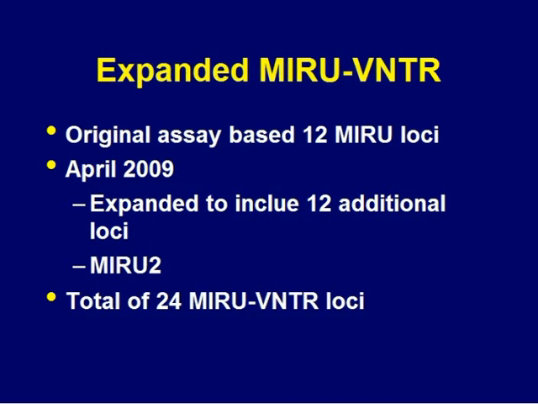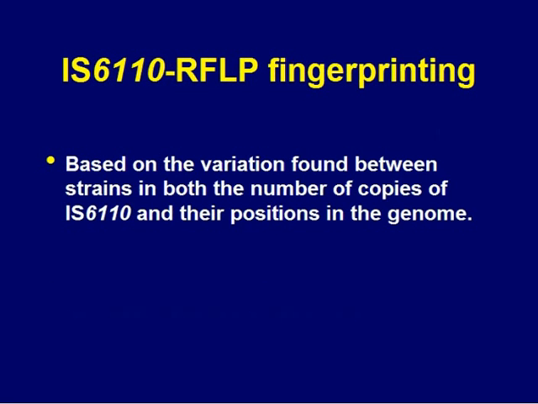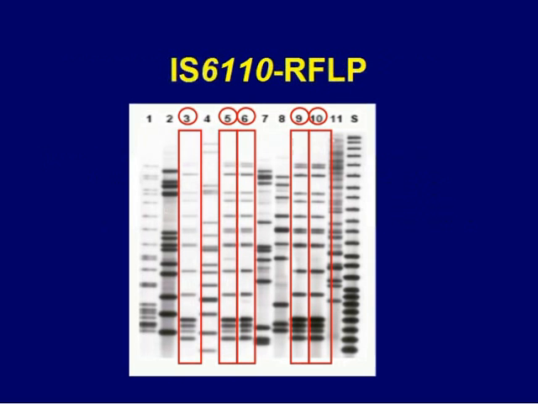Spoligotyping and MIRU-VNTR typing are routinely performed on all isolates submitted for genotyping to the National TB Genotyping Service. A third method that is available upon request is IS6110 RFLP fingerprinting. This assay is based on the variation found between strains in both the number of copies of IS6110 and their positions in the genome. Unlike the digital results generated by spoligotyping and MIRU-VNTR, IS6110 results are pictorial and thus more difficult to report and compare.